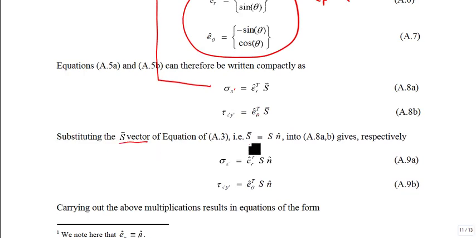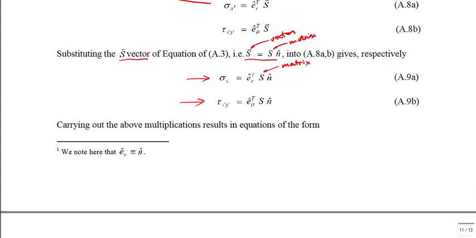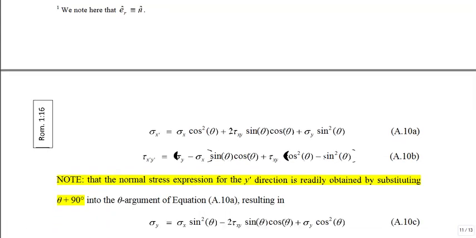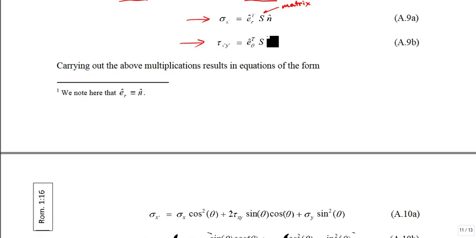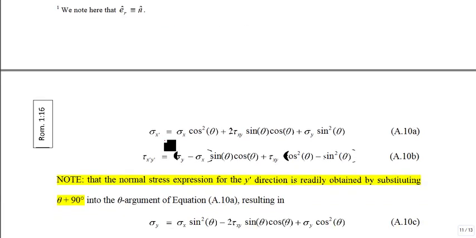Substituting the S vector, which was this, into these equations, I get this matrix. I know this could be a little confusing, but we have a vector here and we have a matrix here, so please don't mix those up. And so I can write my sigma x prime and my tau x prime y prime stresses in that way. And here, if you continue this multiplication, which I'm doing over here, you're going to get this pair of equations.